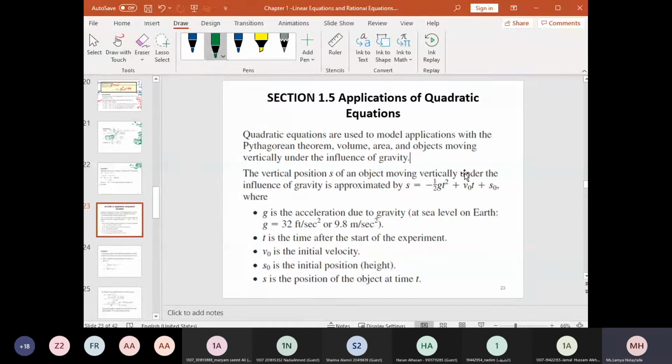A quadratic equation. There are many applications using the quadratic equation, for instance the Pythagoras theorem. It says that the square of the hypotenuse is equal to the addition of the squares of the two other sides, correct? It's like x squared is equal to a squared plus b squared, if you like. So again, it has an x squared term, the same idea.